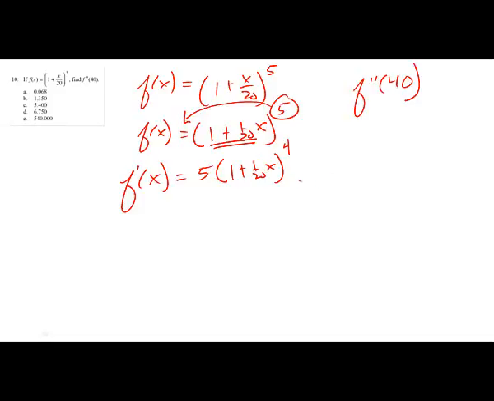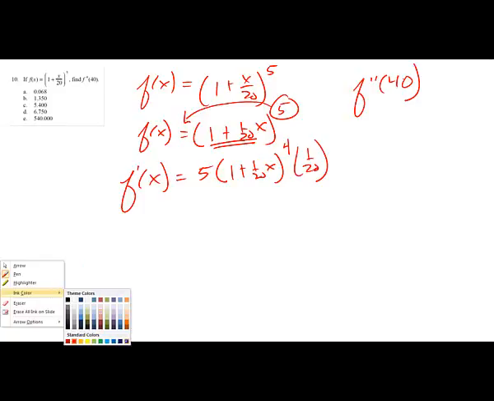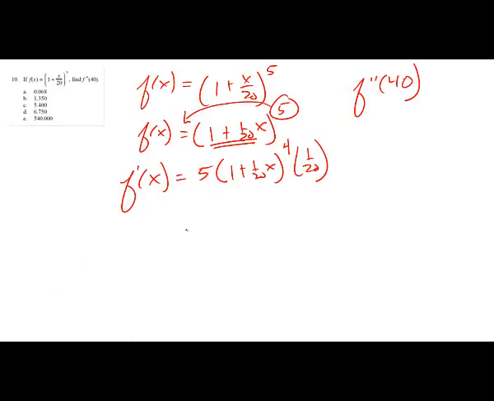1 over 20, right? So 1/20th. Before I take a second derivative, could I simplify that? Yeah, 5 into 20, how many times? 4. So I really have 1/4 times 1 plus 1 over 20x to the 4th power. Now let's take a second derivative.